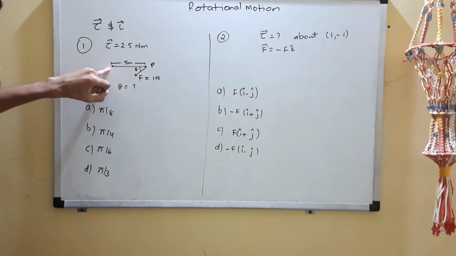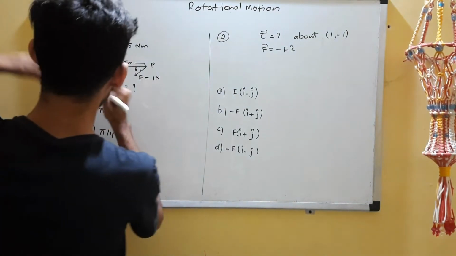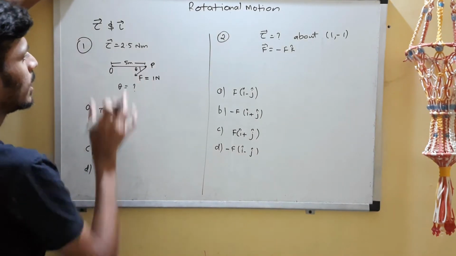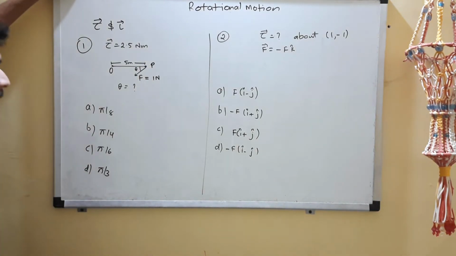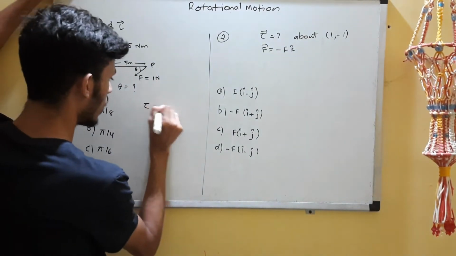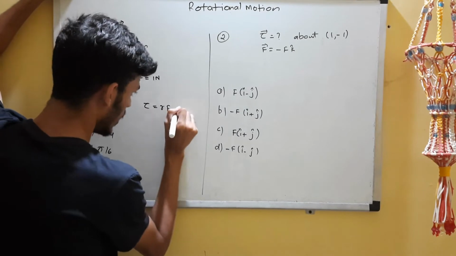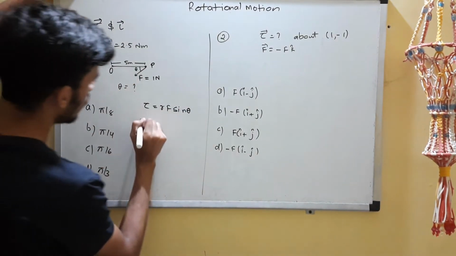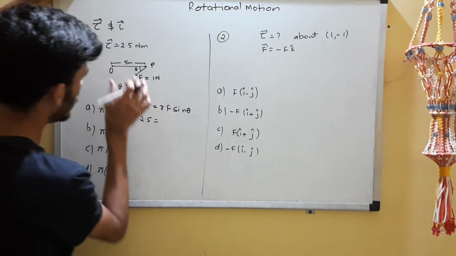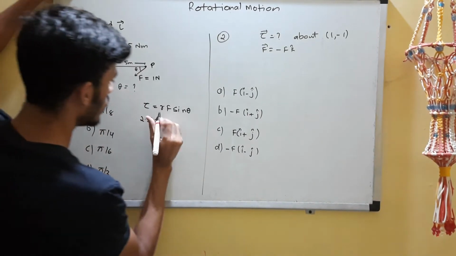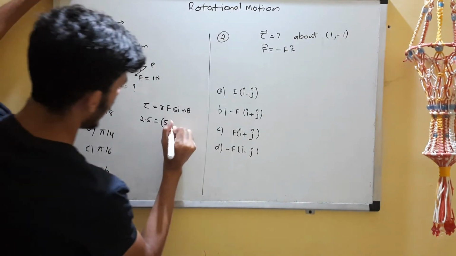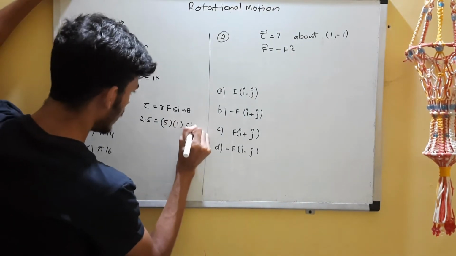Now this is the point about which torque is found out. We'll call that origin, and it is at a distance of 5 meters from your particle. You are supposed to find this angle theta. Now it's very simple. Torque equals R cross F, or I can write it as RF sine theta. So torque is given as 2.5. R is the distance of the point P, which is 5. And then F is 1 Newton, sine theta.